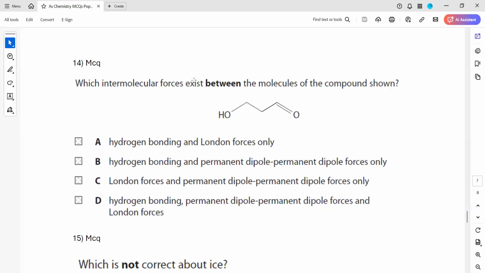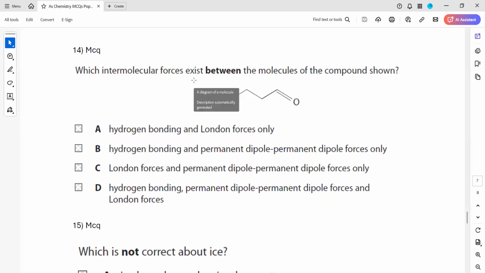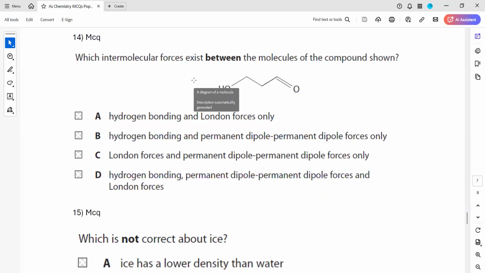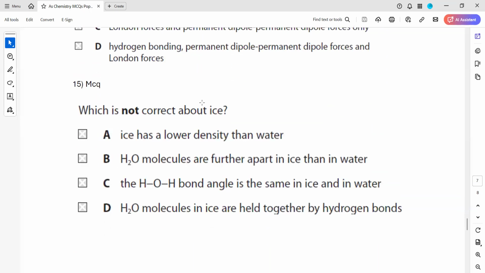Question 14, any doubt? Question 15. In question 15, which is not correct about ice?